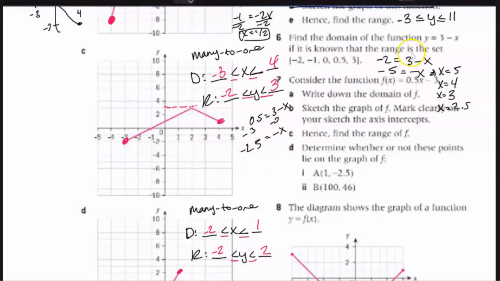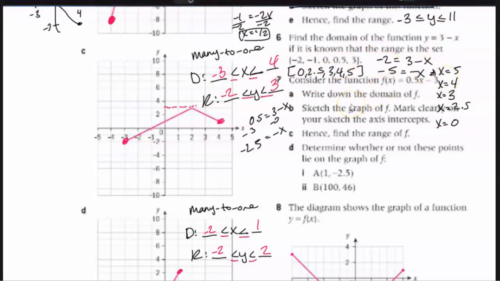And then for 3 equals 3 minus x, well, subtract 3 from both sides gives you 0. So x equals 0. So after plugging in all these y values, these are the x values that you get back. And then you just rewrite them from least to greatest. So 0, 2.5, 3, 4, 5. So domain is 0, 2.5, 3, 4, 5. And that's your domain values that are associated with these y values.